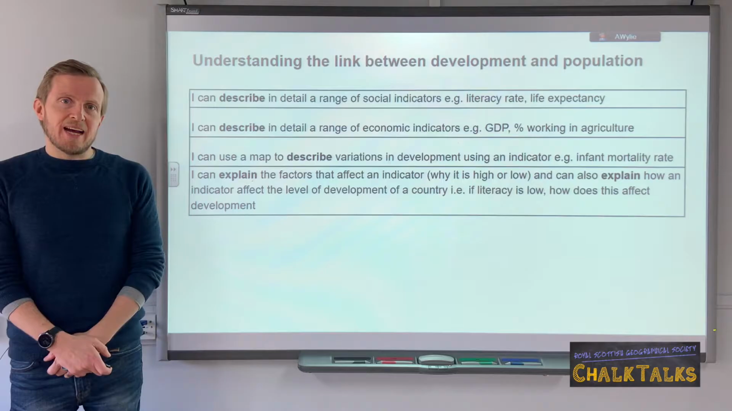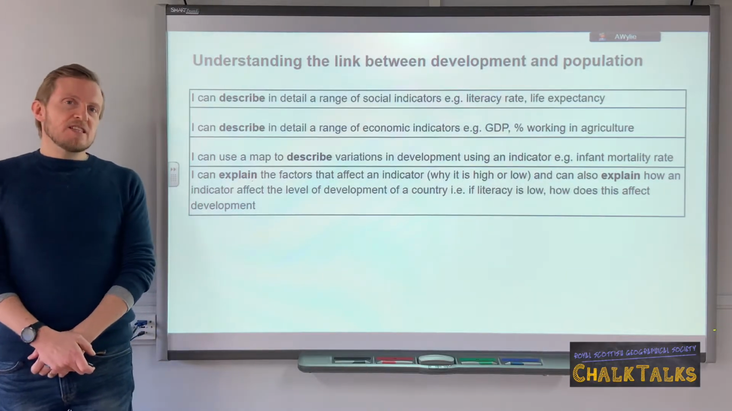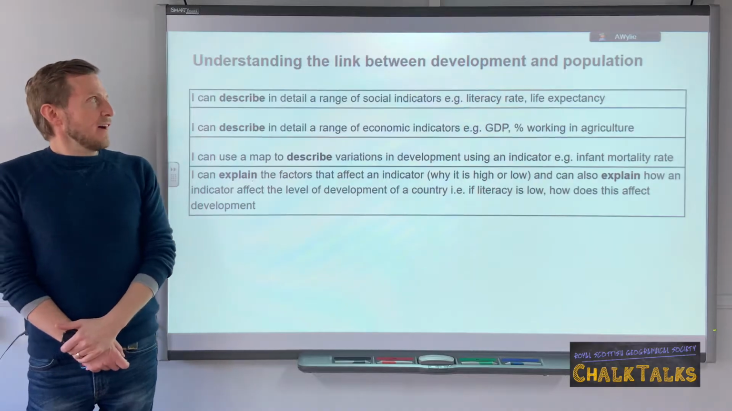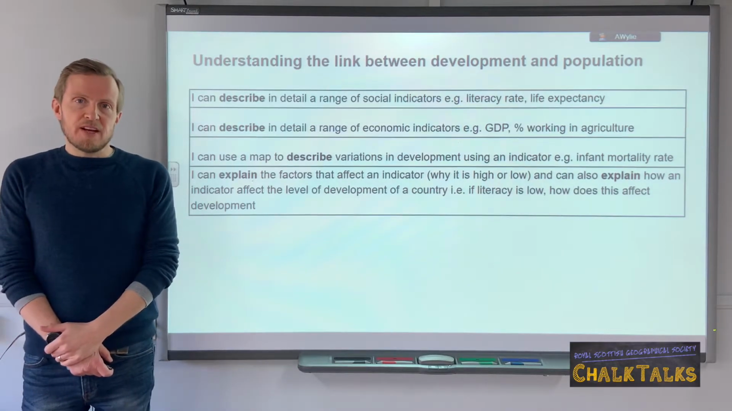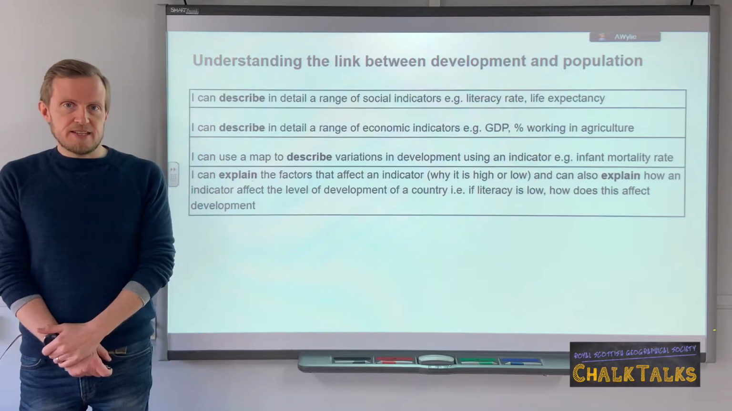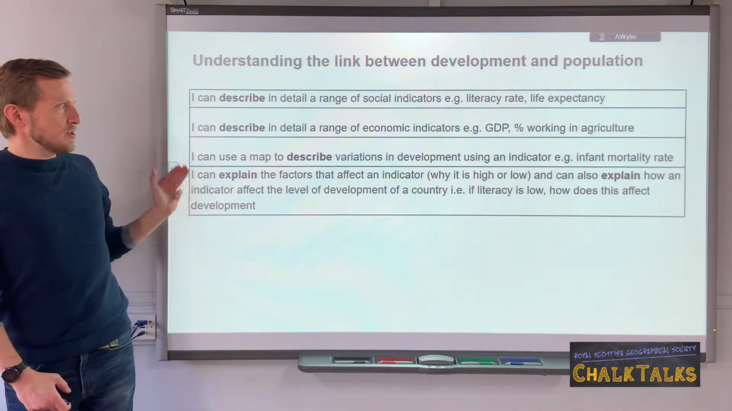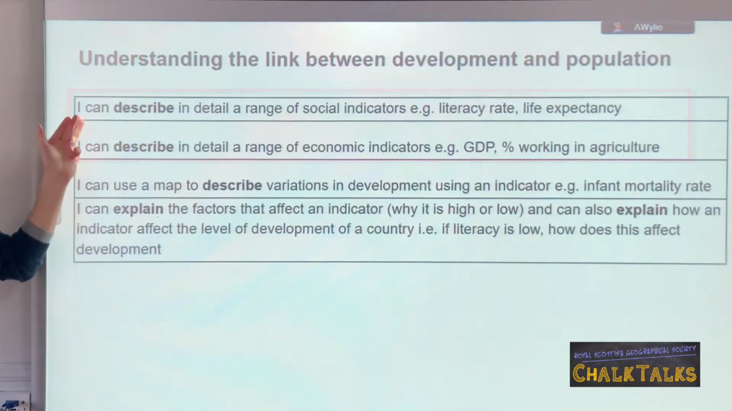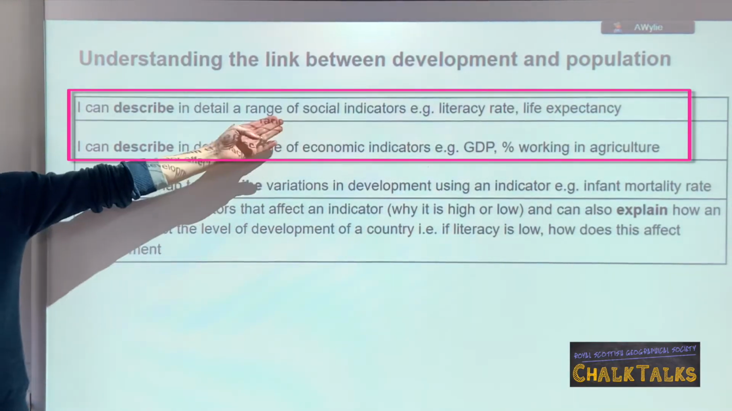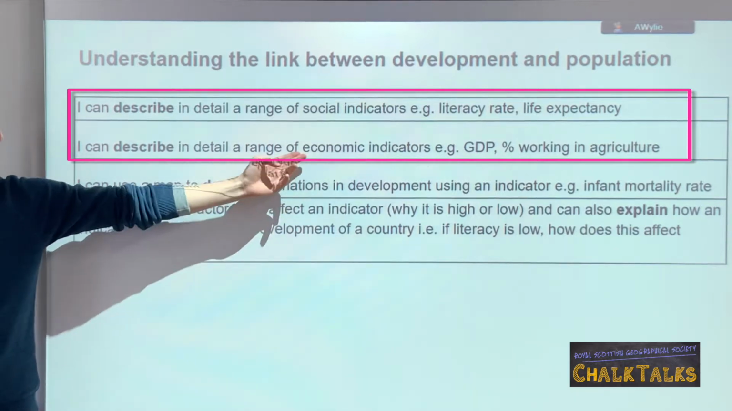Let's now have a look at the learning outcomes. Now, in the first set of learning outcomes, I've grouped them under the idea that development, that is the wealth of a nation and its development, influences the population characteristics. There are 4 learning outcomes that you can see listed here. And in the first 2, you're being asked to describe indicators, both social and economic.